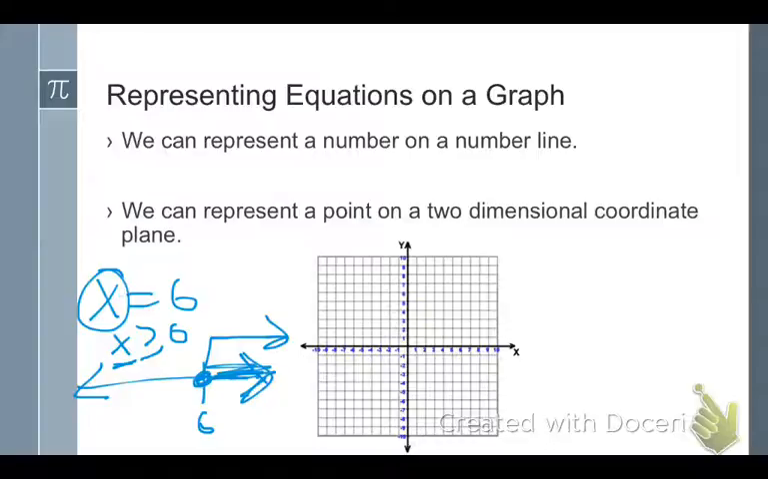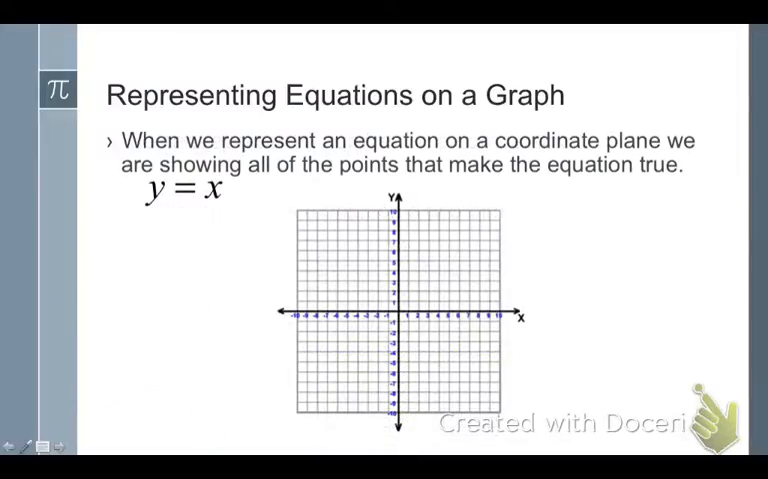So now we're going to look at the simplest linear equation. All the y coordinates are going to be the same as the x coordinates. Okay, so y equals x. That means if x equals 1, y has to be the same. So I would graph the point.